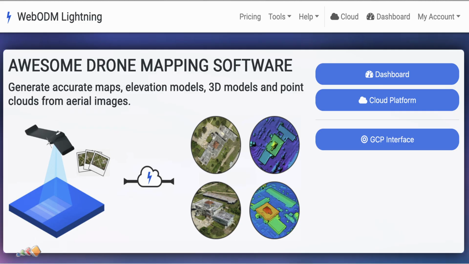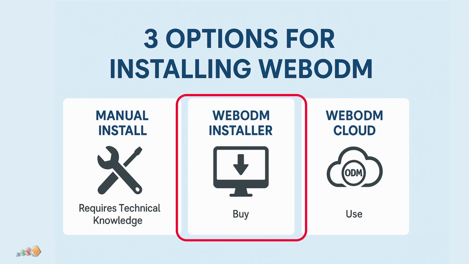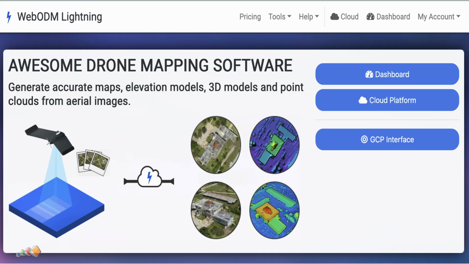Now, when it comes to getting WebODM, you have a few options. Manual installation is totally free, but requires some technical skills with Docker and command line setup. The pre-built installer, a paid option, but very easy to set up. If you have a powerful computer, this might be your best choice. Or there's WebODM Cloud, where it's hosted for you online, it's easy, affordable, and no expensive hardware is needed. For today's lesson, we're going to focus on WebODM Cloud because it's quick to start with and it even makes it easy to share your results online.